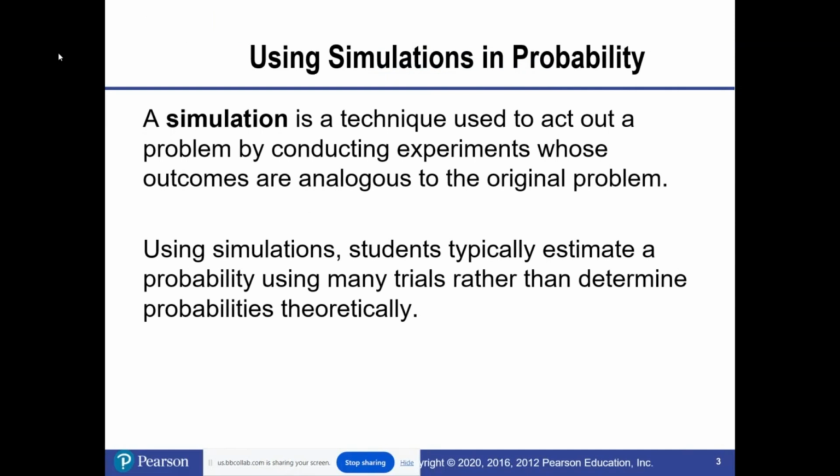Okay, a simulation is a technique used to act out a problem by conducting experiments whose outcomes are analogous to the original problem. And that just means that they are very similar to the original problem. Using simulations, students typically estimate a probability using many trials rather than determining the probabilities theoretically.